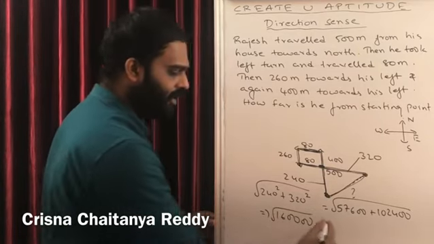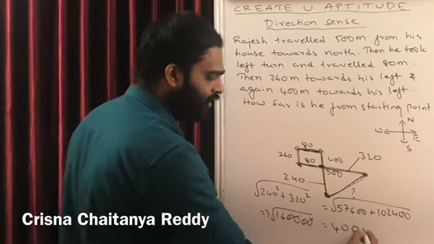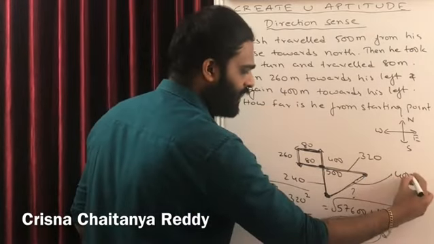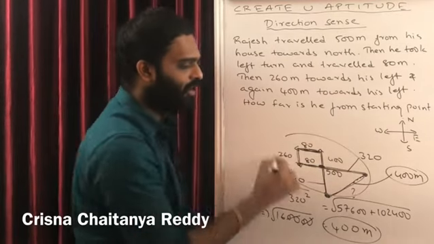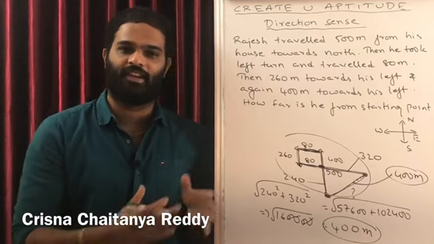So I can say 16 under root is 4. For 2 zeros you will have 1 0, for 2 zeros you will have 1 0. So my answer for this question is 400 meters. So this distance will be equal to 400 meters. It is all about drawing this diagram properly. When you draw this properly, when you take left and right properly, then every question will be very easy.